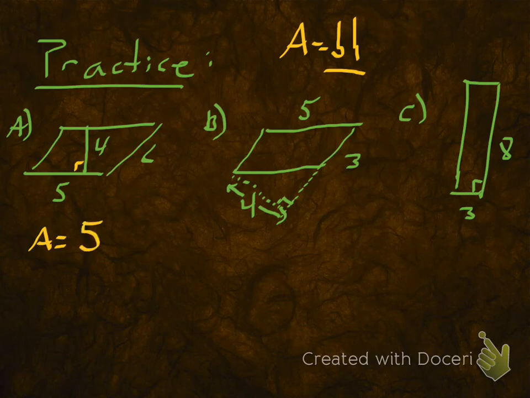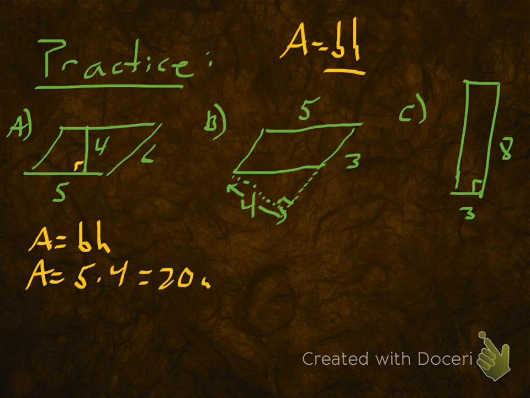So base times height is going to be, and actually let me back up. It's a really good habit to get into rewriting the formula. So area equals base times height. That way I know what you're putting in for what variable. So that's equal to 5 times 4, no big deal, which is equal to 20 units squared. And there, for just a little tiny bit of extra effort, I've shown all of my work. And so there we go. So you should have had 20 units squared for the first one.